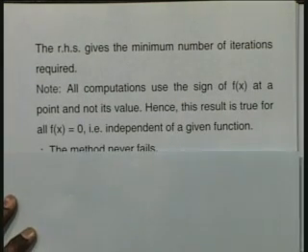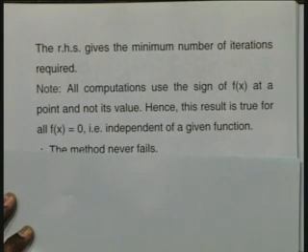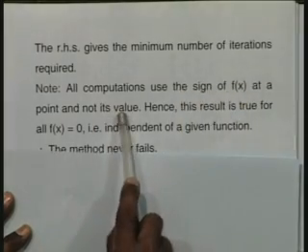Now, the most important observation is that in this bisection, we are testing on the sign of f of a naught, f of b naught. We are not actually using the value. Let us say the value of f is minus 256.4. So, we are taking the sign as negative. But let us take another function f(x) whose value is minus 3, but again we are taking the sign as minus. Therefore, whatever we have discussed does not depend on the value of f(x), it depends only on the sign, whether the sign is positive or negative. Therefore, all computations use the sign of f(x) at a point and not its value.